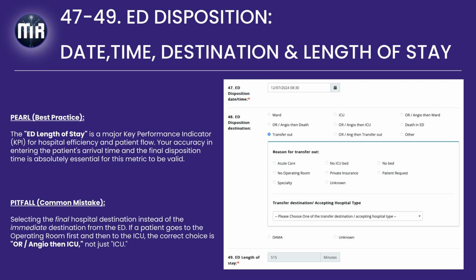Let me give you an example. If a patient is taken from the ED to the operating room for surgery and then admitted to the ICU, the correct choice here is OR/angio, then ICU. Selecting just ICU would be incorrect, as it misses a critical step in the patient's pathway. By accurately documenting these final steps, you are providing a clear and complete record of the patient's entire journey through the emergency department, which is essential for our quality and performance analysis.